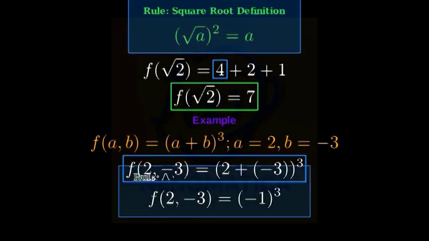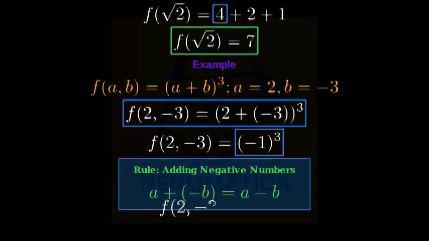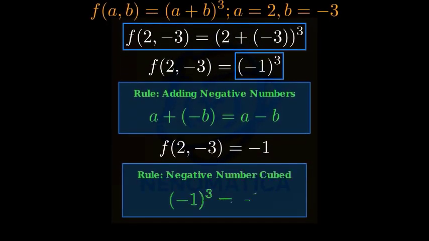Now, let's simplify inside the parentheses. 2 plus negative 3 equals negative 1. So we have negative 1 cubed. Finally, negative 1 cubed equals negative 1. So f of 2 and negative 3 equals negative 1.